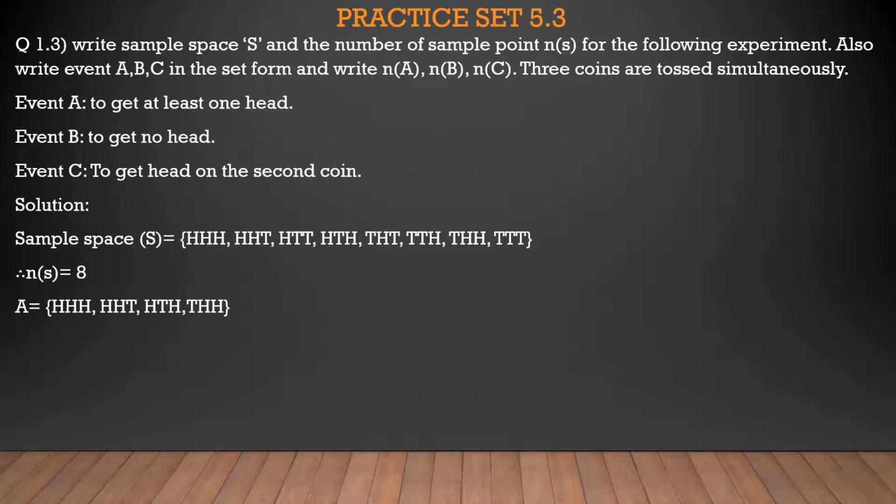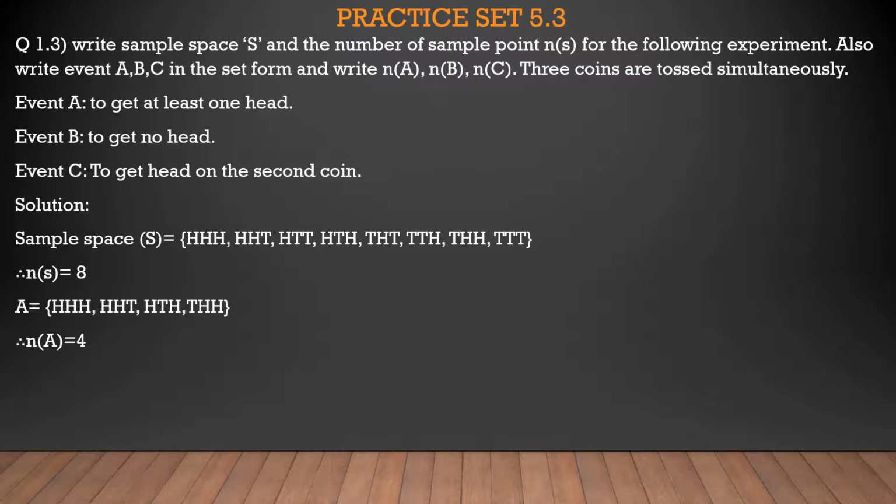Event A is to get at least one head. So we have A = {HHH, HHT, HTH, THH}. Here at least one head is there, that is at least one head, or it can be more than one head. So these are the sample points in event A. So total sample points in event A, n(A), is 4.